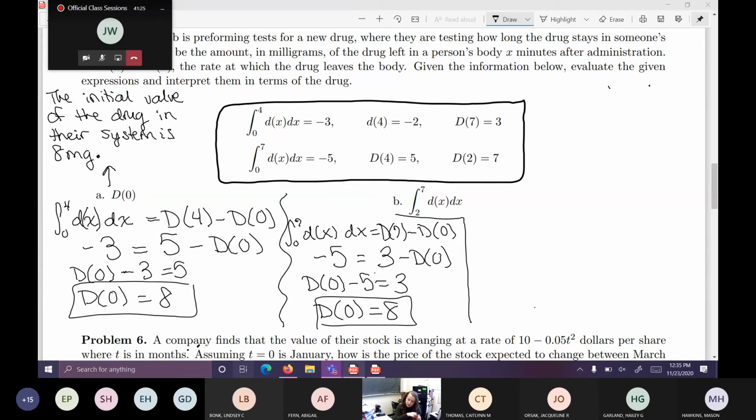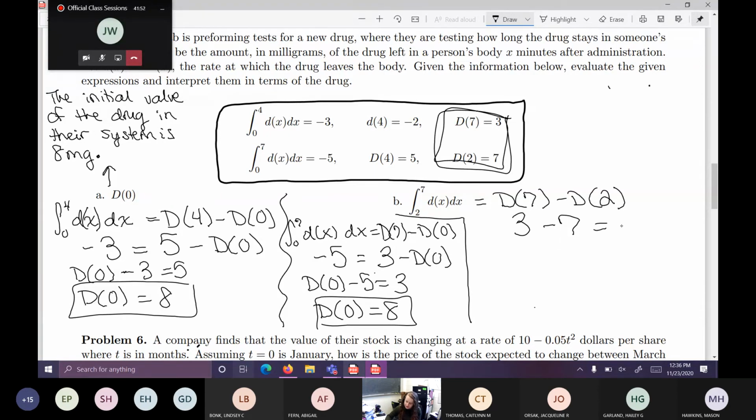Part B here is we want to know the integral from 2 to 7 of little dx. If you think about the fundamental theorem of calculus, we would love to be able to do D of 7 minus D of 2. That's awesome because we already know both of those values. So we just plug in those values, and we get -4.